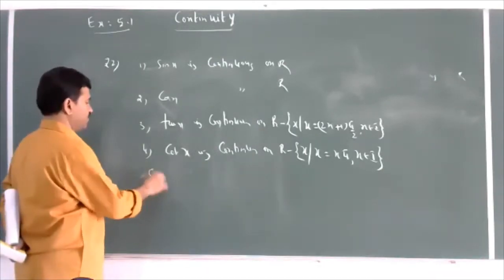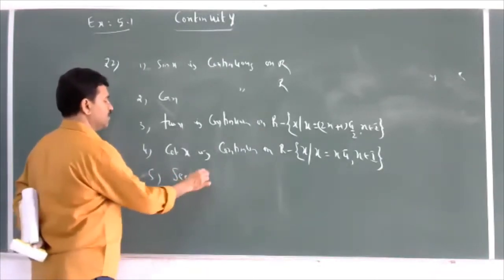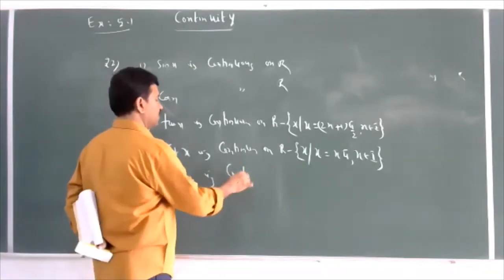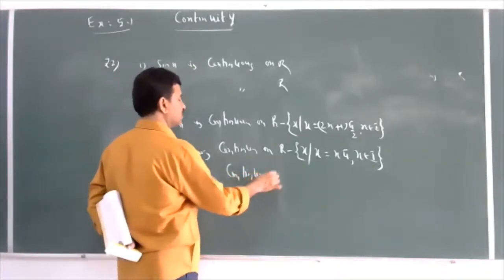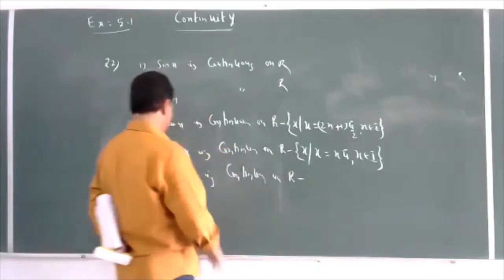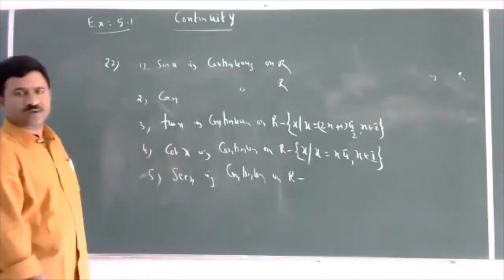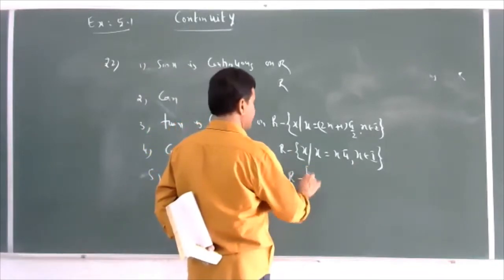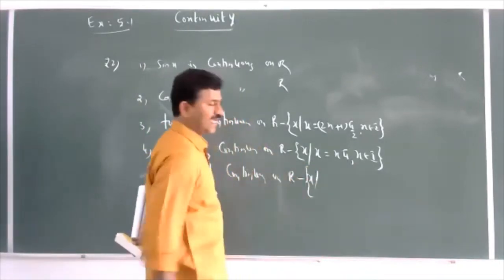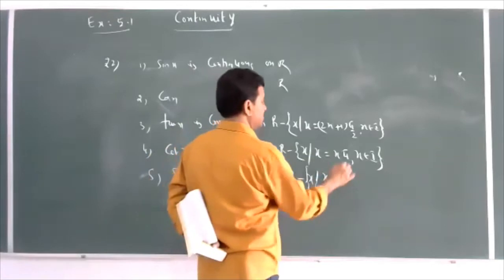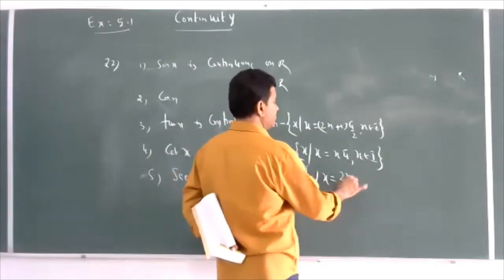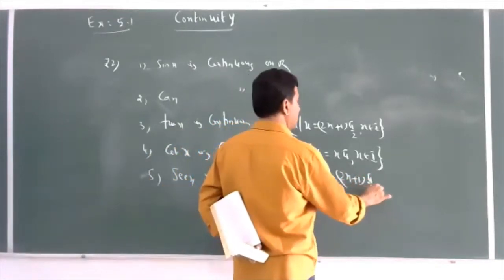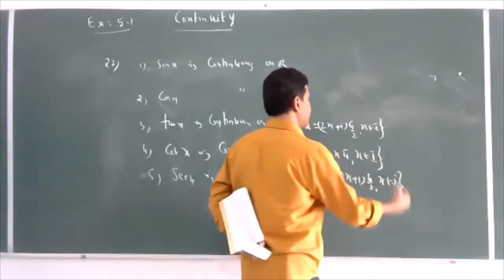Fifth one, secant x is continuous on R minus the set of all elements x such that x is equal to odd multiples of pi by 2. Secant x is 1 by cos x, and cos x should not be 0.